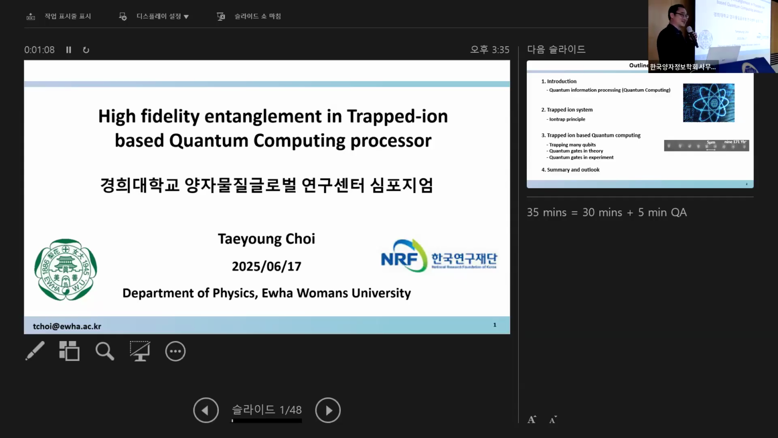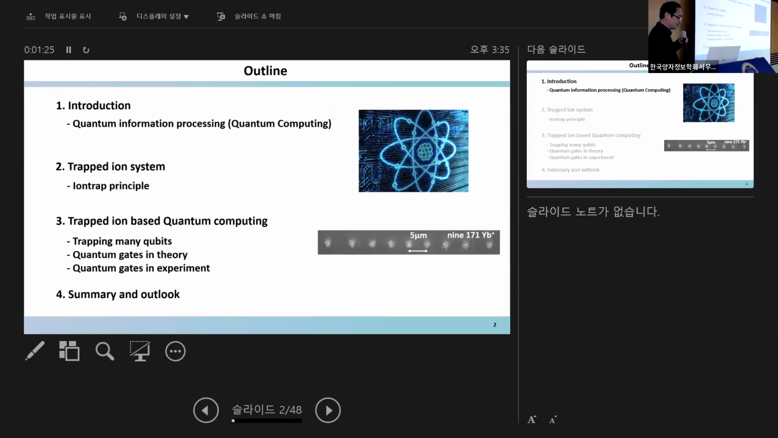Well, I'm a trapped-ion guy, so I guess I'm not fitting into 2D materials, but let's see. I'd like to introduce the trapped-ion platform and see what we can do in terms of actually making a quantum computer out of the trapped-ion system. All right, so this is the outline.